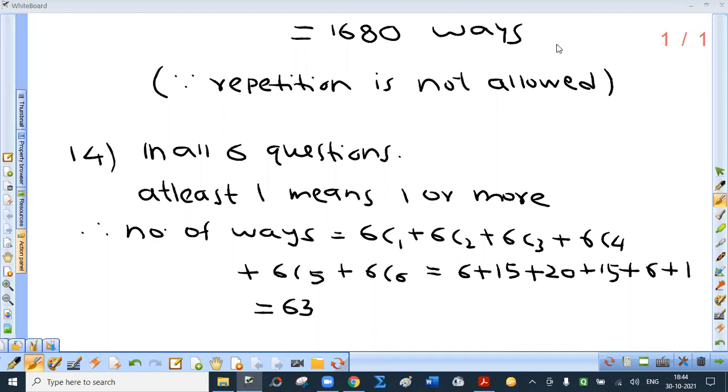14th, a question paper has 6 questions. How many ways does a student have to answer if he wants to solve at least one question? Simple one. At least one means what? One or more. So 1 or 2 or 3 or 4 or 5 or 6. So 6C1 plus 6C2 up to 6C6. So comes out to be 63.